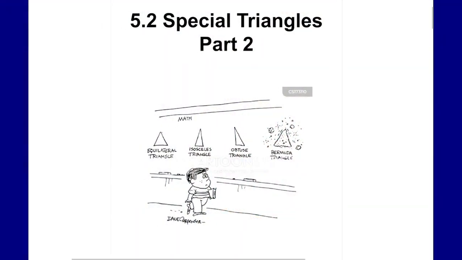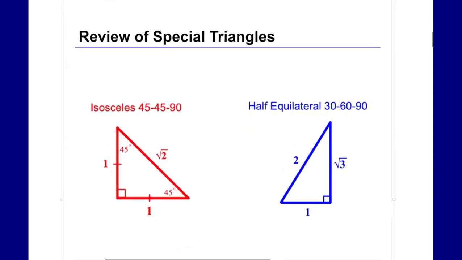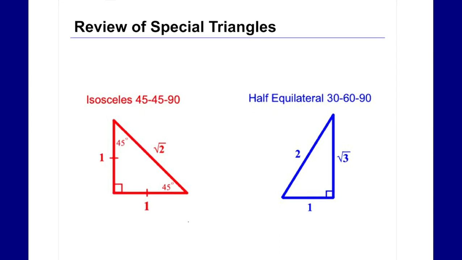In today's lesson, we are going to continue to look at special triangles. We're just going to be adding more concepts to those two triangles and their angles and associated side lengths. So just a review of those special triangles. We have the isosceles triangle with two 45-degree angles and a 90-degree angle. It is a right angle triangle. And we have both legs being 1 and the hypotenuse being √2.